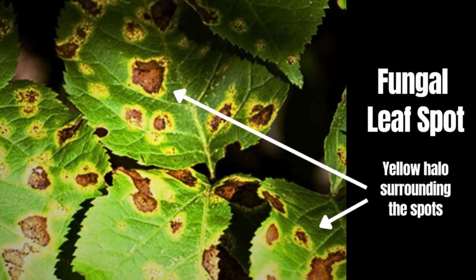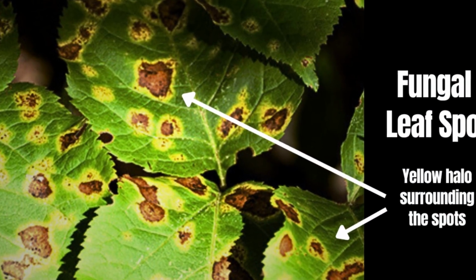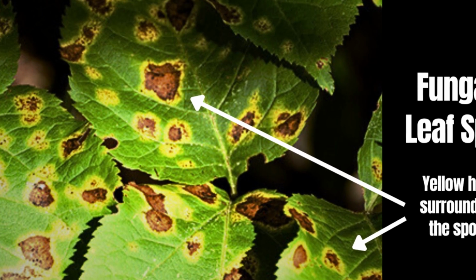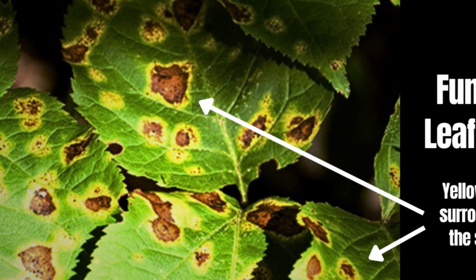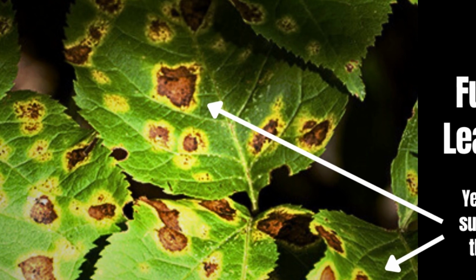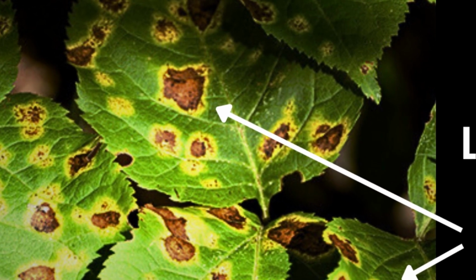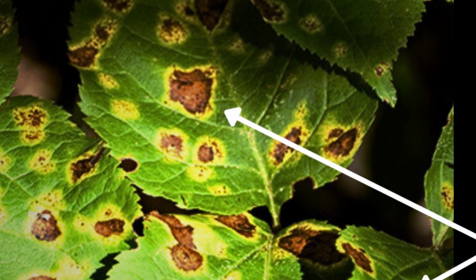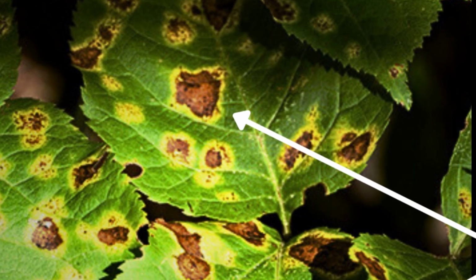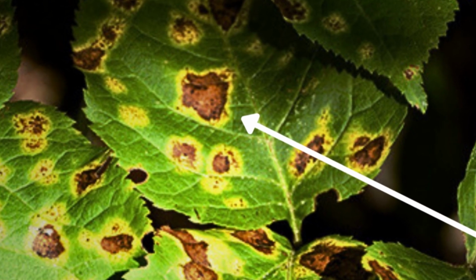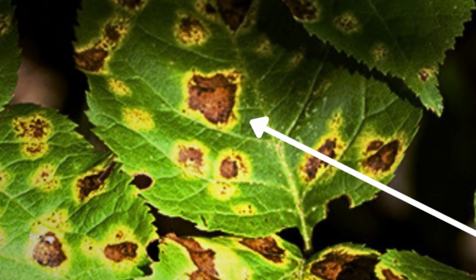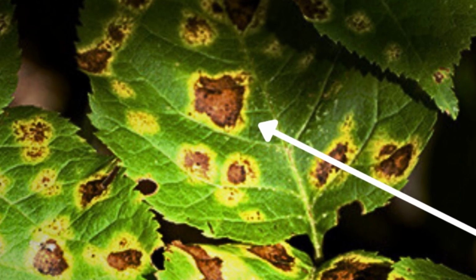The infected plants have brown or black spots on the leaf, sometimes with a yellow halo surrounding the spot. As the infection spreads, the spots become numerous. Eventually, the entire leaf becomes yellow or brown and falls off. Fortunately, it can be easily treated by a fungicide, which I will show later.